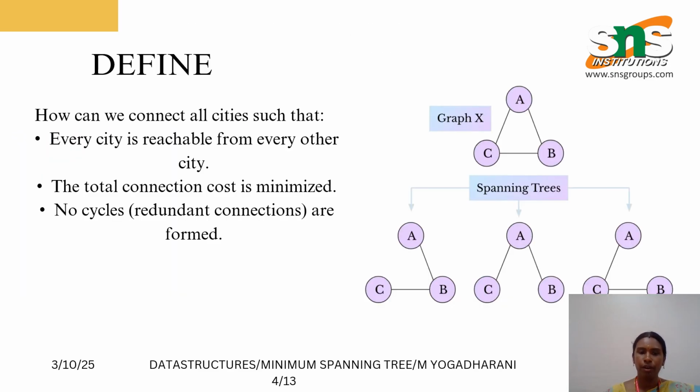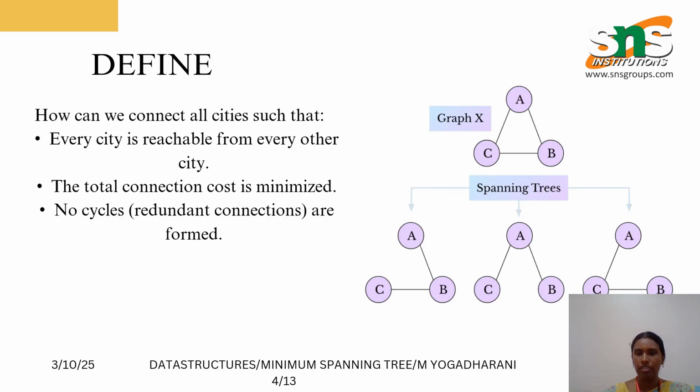So in the define part, here is our problem definition. We want to connect all the nodes or cities in such a way that the total cost is the smallest possible, and there are no loops. That is, no cycle or redundant path should be found in the graph. This gives us three pillars of the minimum spanning tree. That is connectivity, the whole graph must be visited, with a minimal total weight, and then it should not form a cycle.